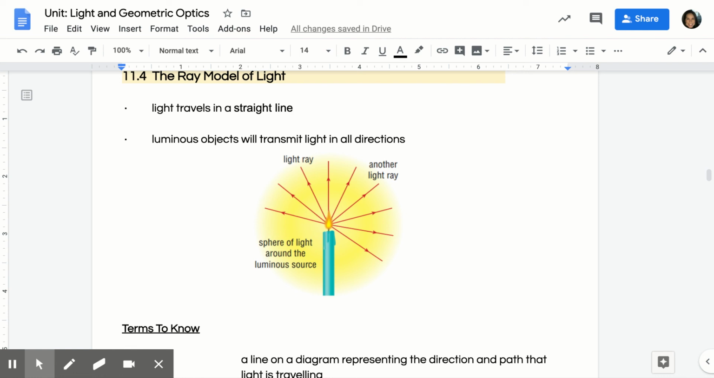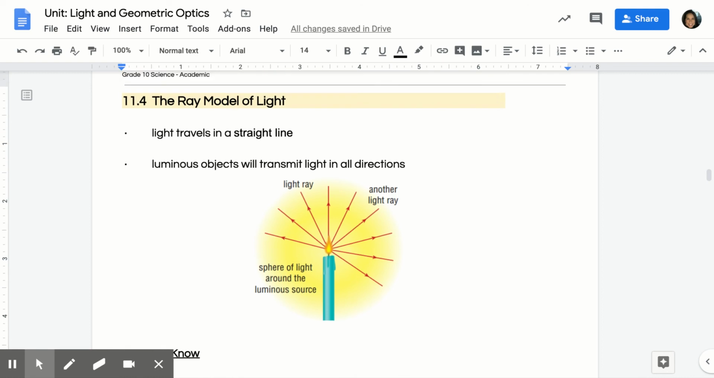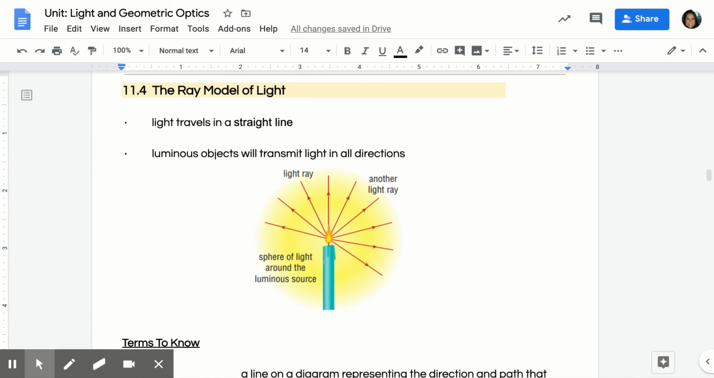Hello, grade 10 students. So this week we're going to continue our journey with optics. Today we're going to talk about the ray model of light. And in order to do this, there's some key things we need to understand about how light works.